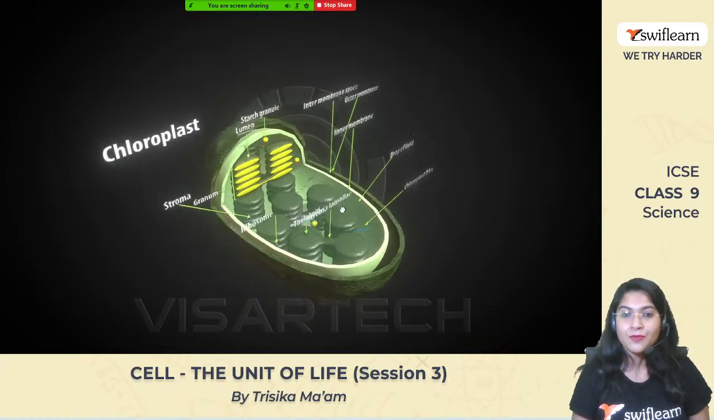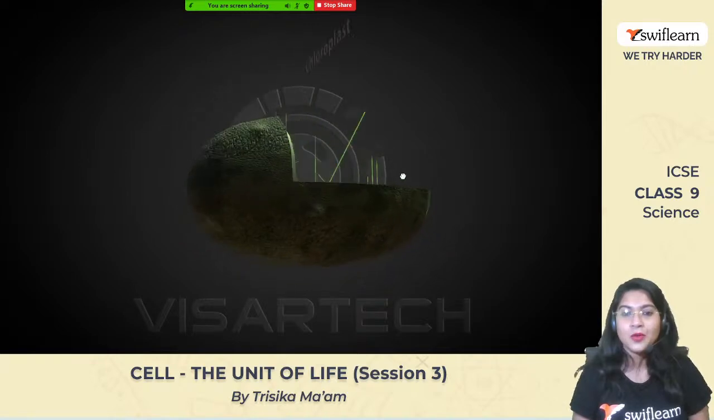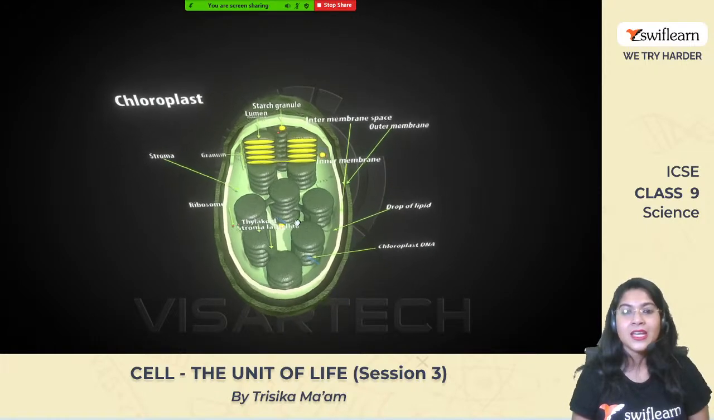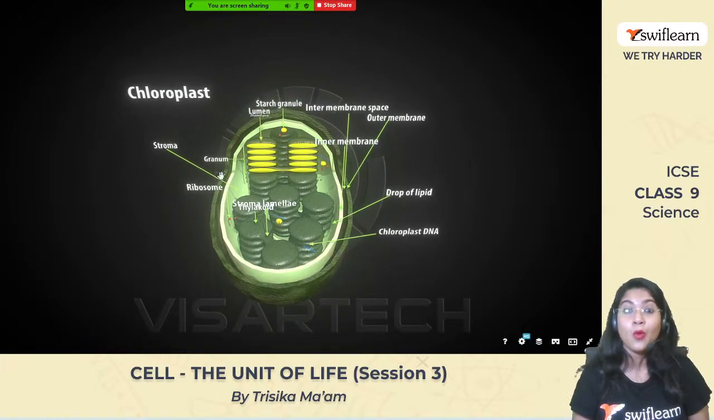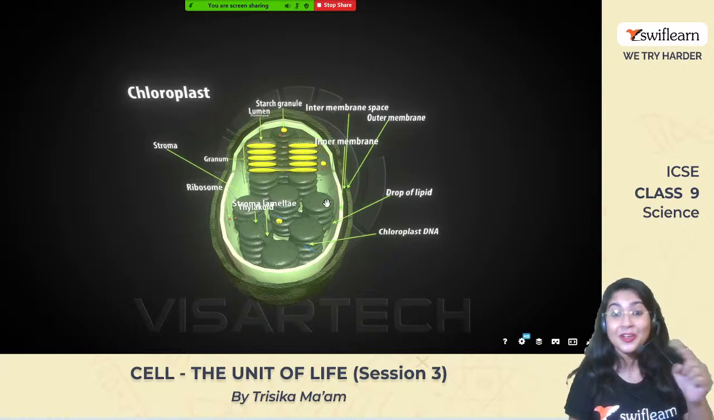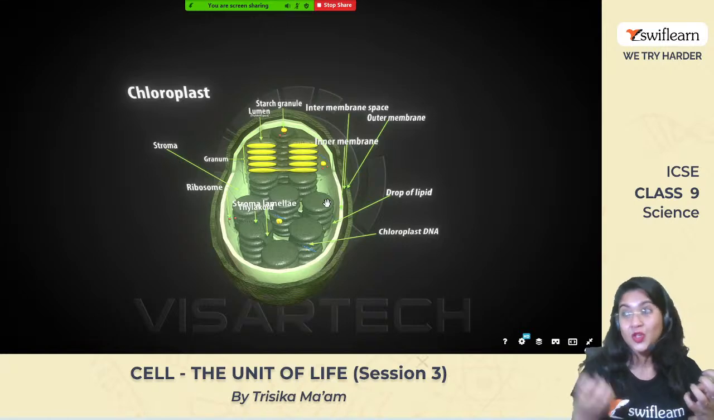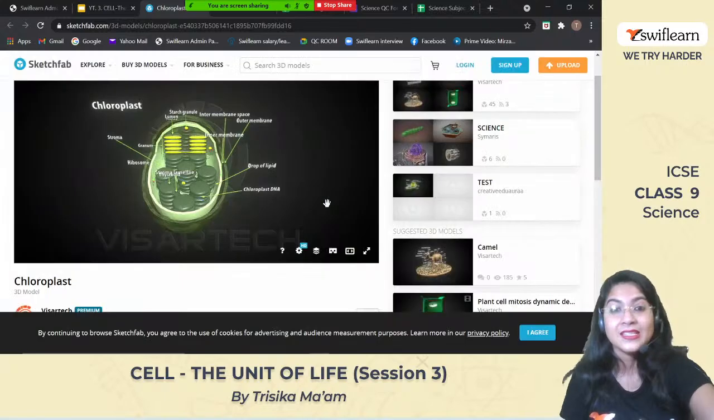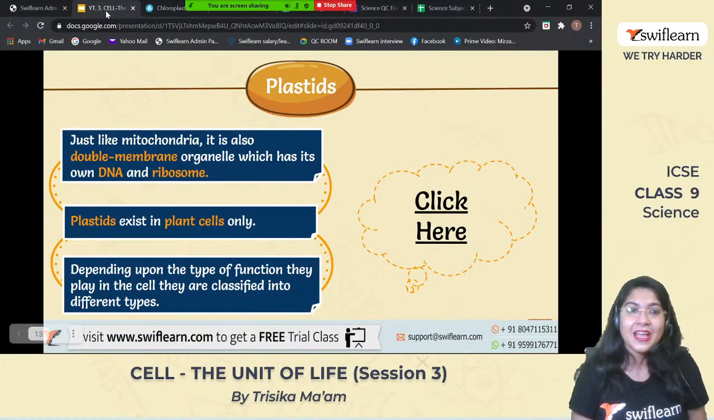Isn't it very beautiful? This is the side view, this is the outside view, and this one is the inner side view of the chloroplast. All these things are present within the chloroplast, which help the plant cells to perform photosynthesis properly. The chloroplast contains chlorophyll, the green pigment which absorbs the light energy of the sun and helps in the synthesis of food. Clear up to this much?